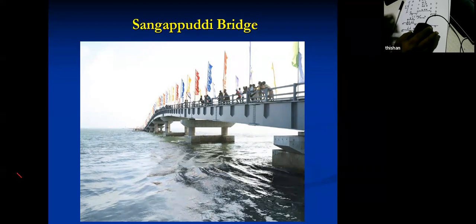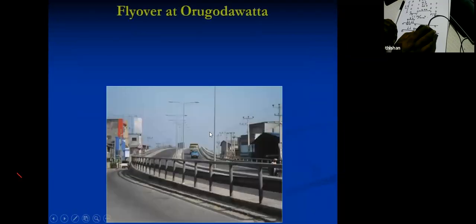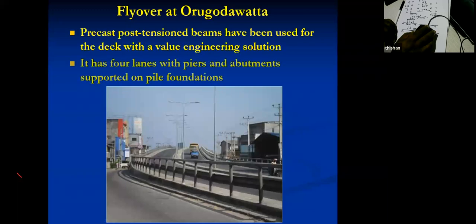But today we rely a lot on paint systems, and sometimes these paint systems can give us some trouble. So this may not be a very good solution, but anyway, they have actually constructed it. And then you might ask, what is this? This is the Orugodawatta flyover.